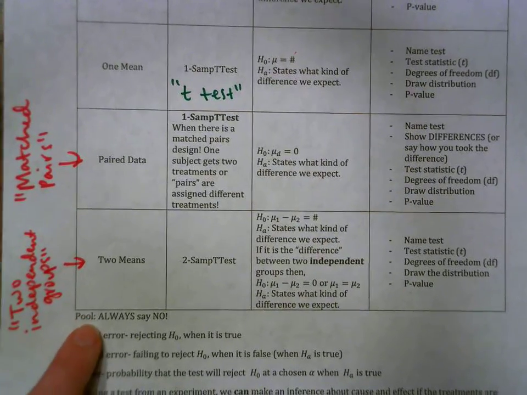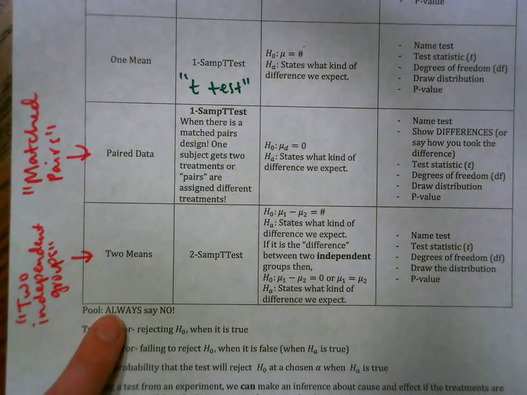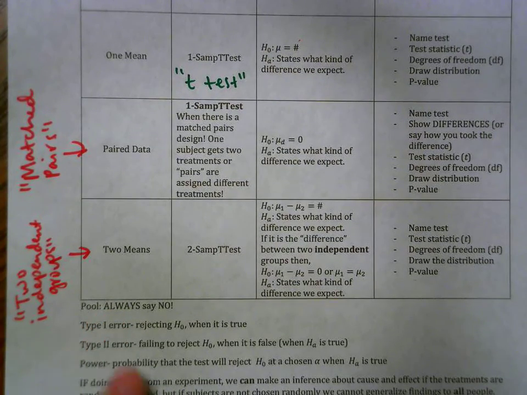If it says pool in the calculator, just always say no, okay? You don't have to worry about that, just put no.